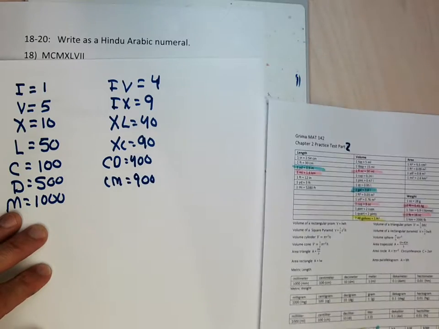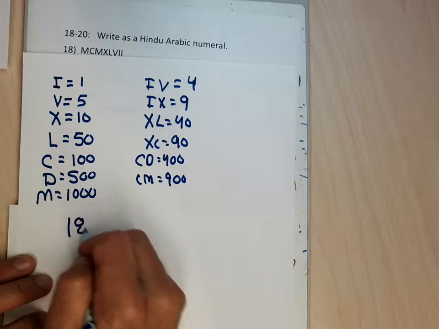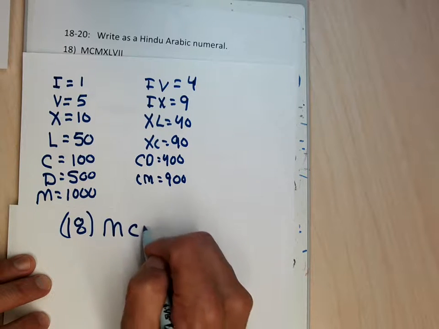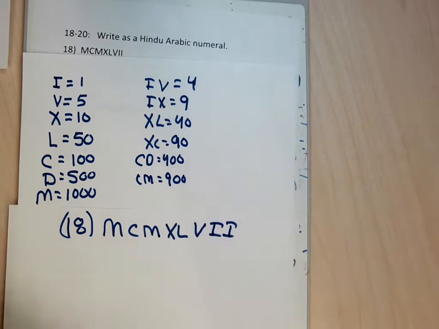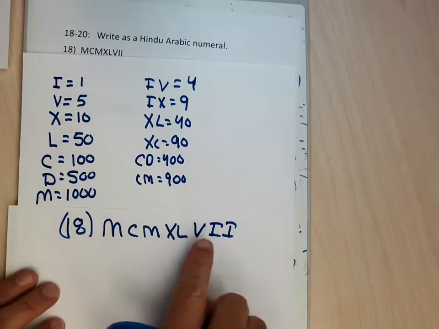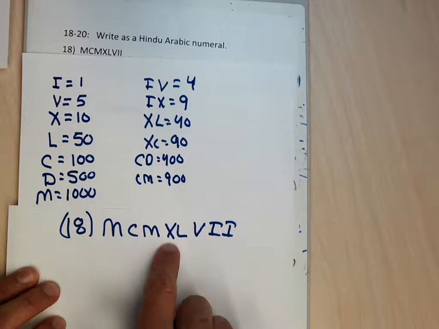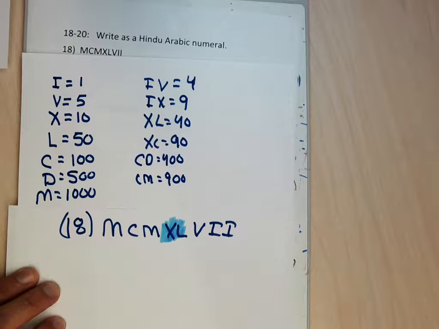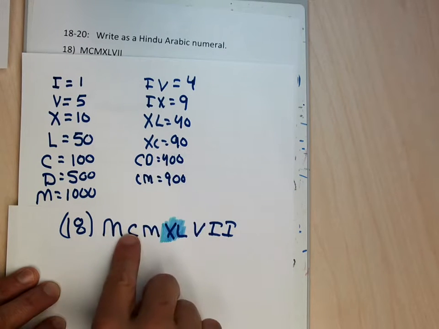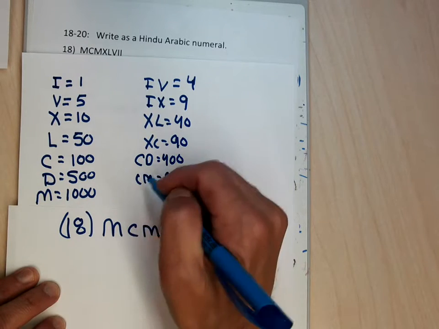So when I go to write down this number, MCMXLVII, I look at this column first. First I see, is there an I preceding a V? That's a VI, not an IV. I don't have one of those. Is there an I before an X? Well, there's the only X, and there's no I before it. Is there an X before an L? Yes. So I need to keep those together. Is there an X before a C? That C is the only C. There's no X before it. Is there a C before a D? No, there's no D. Is there a C before an M? Yes.